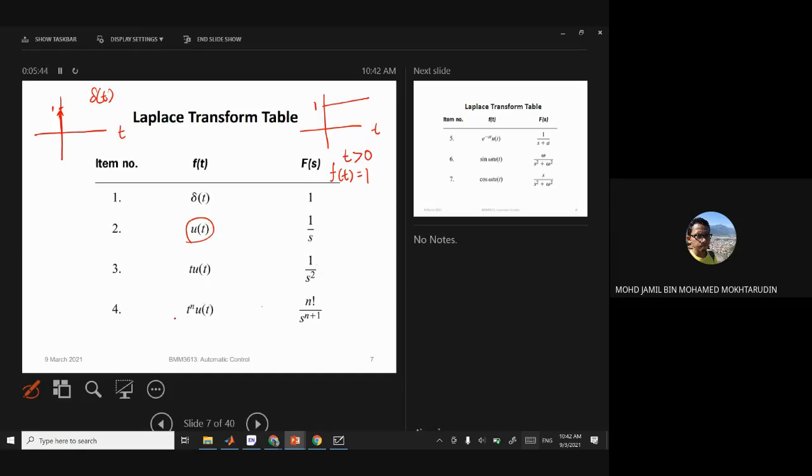So this is more general. Let's say if you have t to the power of n times ut, then you convert to frequency domain, you get n factorial divided by s to the power of n plus 1.